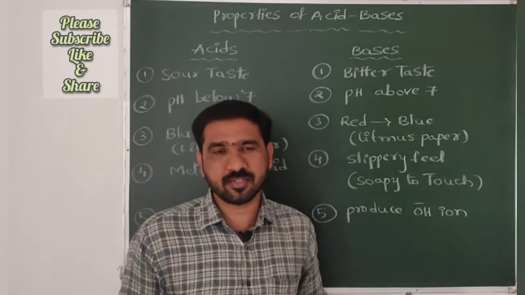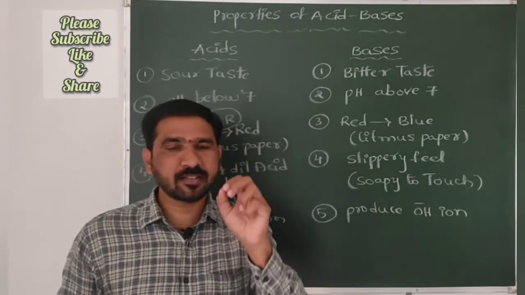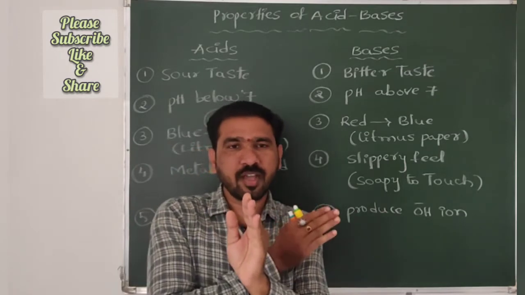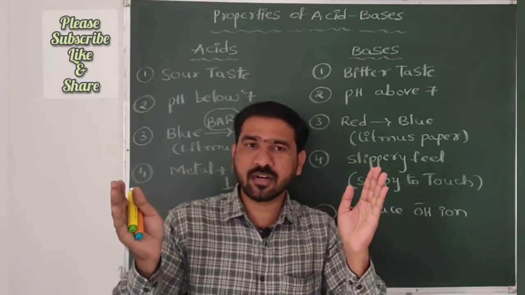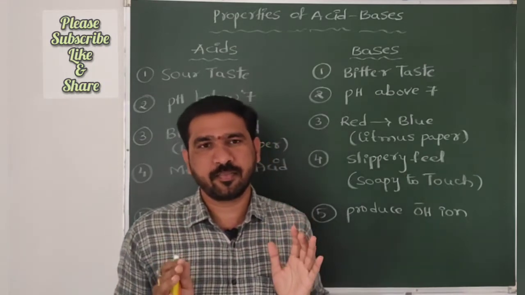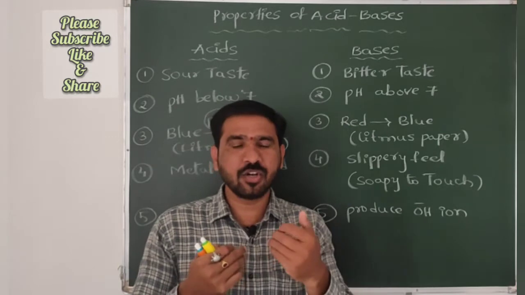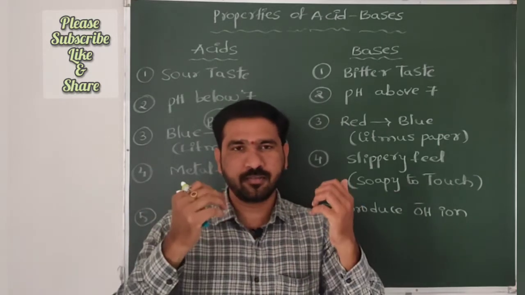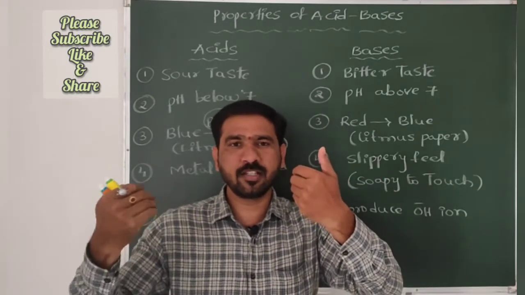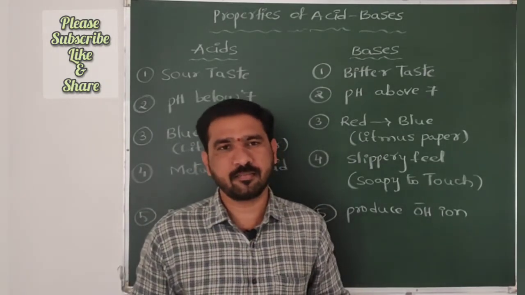Coming to neutral substances, salts. The pH of salts is exactly 7. Below 7, what do we have? Acids. Above 7, what do we have? Bases. At the point of 7, salts. And also remember, salt is formed by the combination of acid and base. Acid H plus and base OH minus result in H2O, like that, a neutral compound we will get.